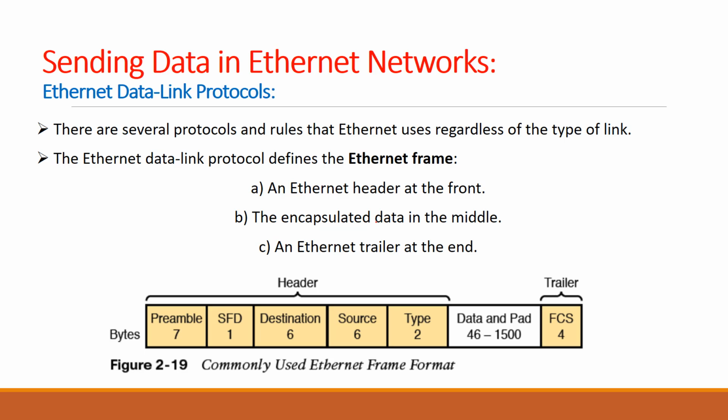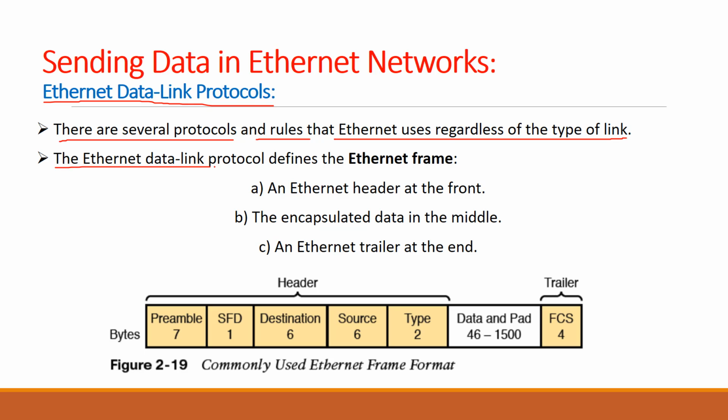Now we finished discussing the physical layer of the TCP/IP. Now let's move to the Ethernet data link protocols, which is layer 2. There are several protocols and rules that Ethernet uses regardless of the type of the link.